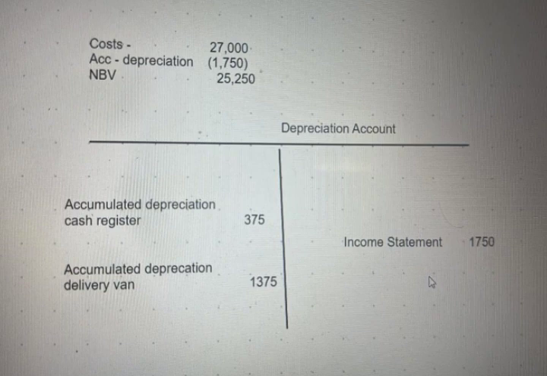Now all of this depreciation, because it's an expense account, you don't have to do a brought down and a carried down for them. These accounts will be transferred into something called your income statement. So when we are preparing the income statement, this account has to be closed and the balance of 1750 will be transferred into your income statement. So this is how you're supposed to make your depreciation account.